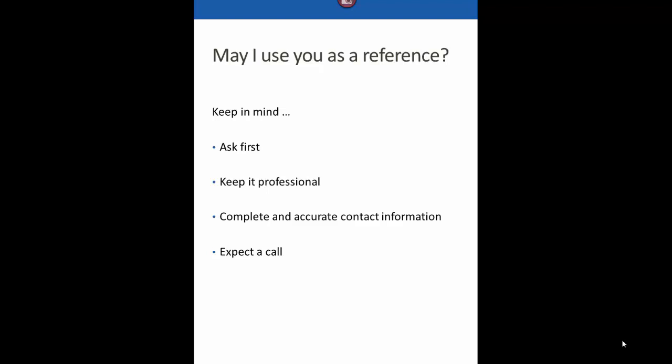Make sure you spell the person's name correctly and include their name, job title, address, and phone number. Finally, make sure your references know what type of jobs you are applying for and that they should expect calls from potential employers.